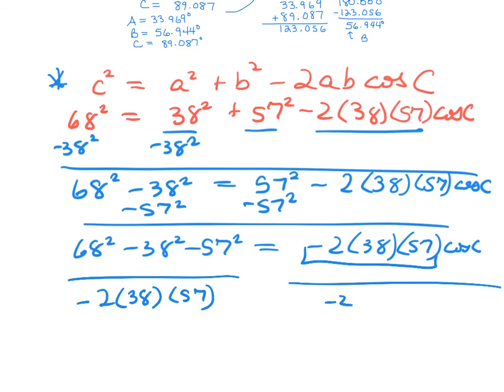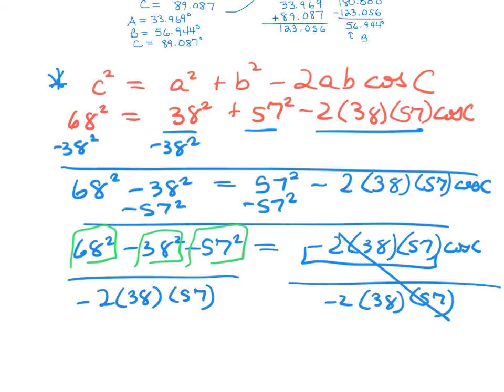And I can get my calculator. If you want to do this step by step and write down what you're dividing by, you can do that. But then that would cancel. And then once you do this part, square this, subtract these two, and then divide. That'll give you what you need to do for the inverse.